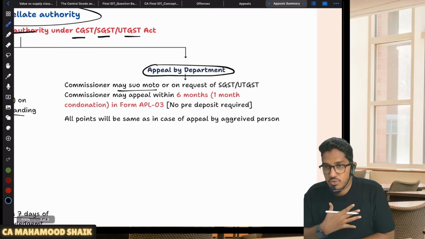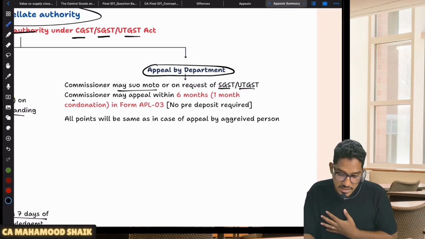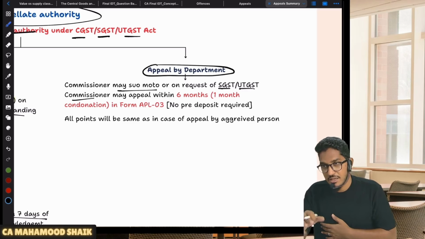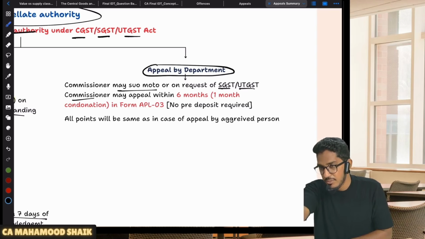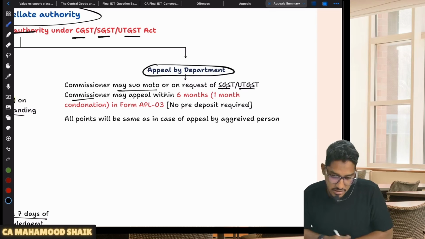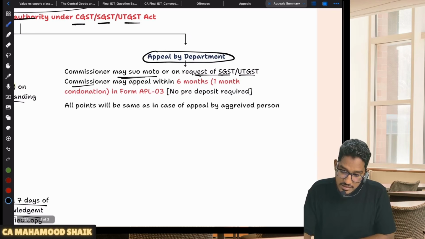The Commissioner may, suo moto, either on his own action or on request of the CGST or SGST commissioner or UTGST commissioners, file an appeal. They may have requested him, saying, sir, your subordinate has passed an order, and it might be wrong. Why can't we go for appeal so that we can know that government interest is not affected? So either the commissioner suo moto or on request of the SGST or UTGST commissioner, he will file an appeal.